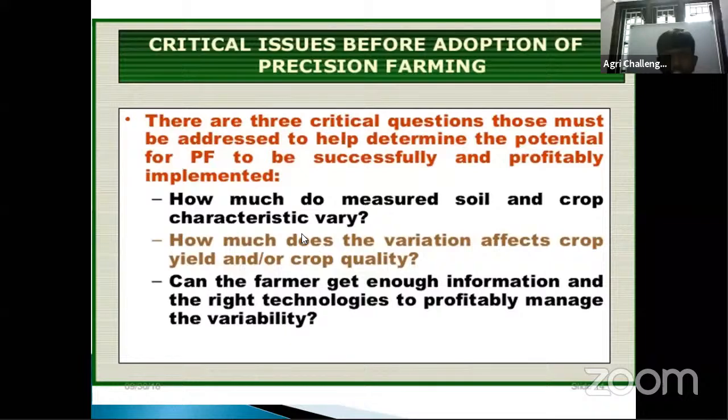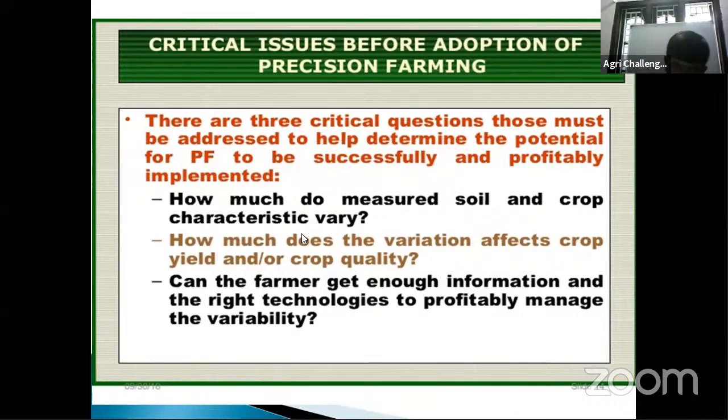There are three critical questions. Those must be addressed to determine the potential for PF, your precision farming, to be successfully and profitably implemented at your farm. Before converting to precision farming, you have to analyze these three questions. How much do measured soil and crop characteristics vary? What is the extent of possible variation? You have to question and analyze.